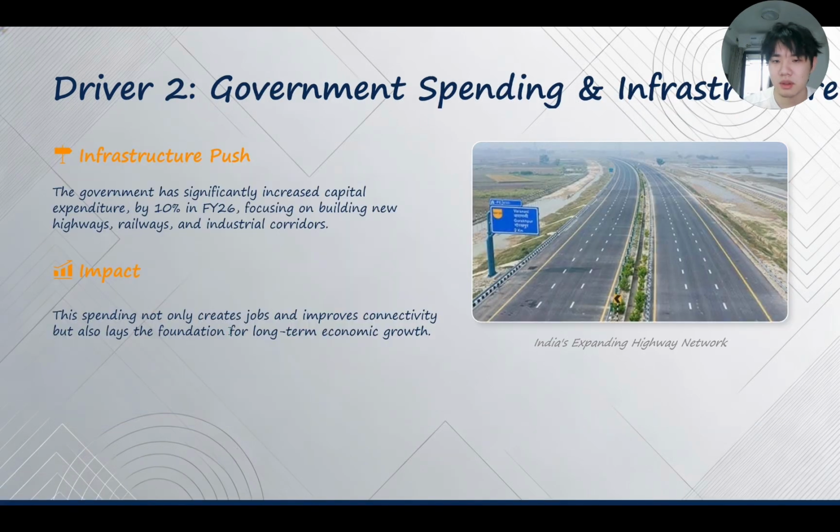Second, government spending on infrastructure has been a huge driver. The government has increased its capital expenditure by 10%, investing heavily in new highways, roadways, and industrial corridors. It not only creates jobs now, but also builds the infrastructure needed for future growth.